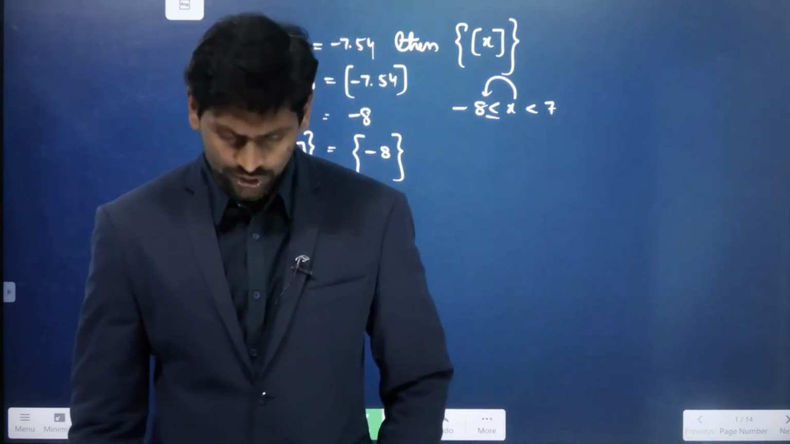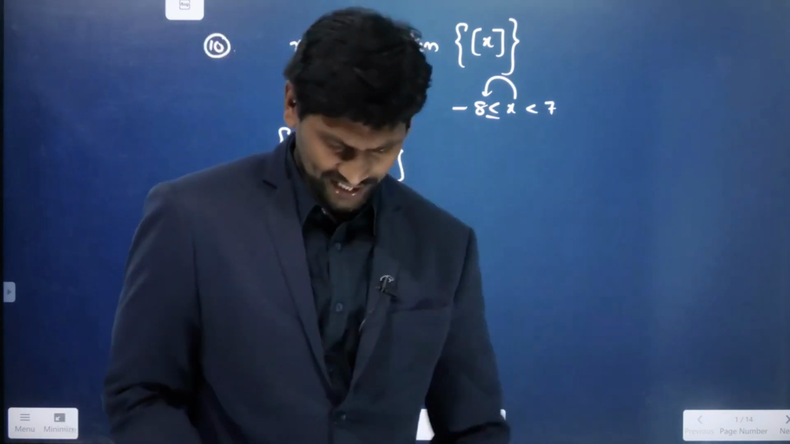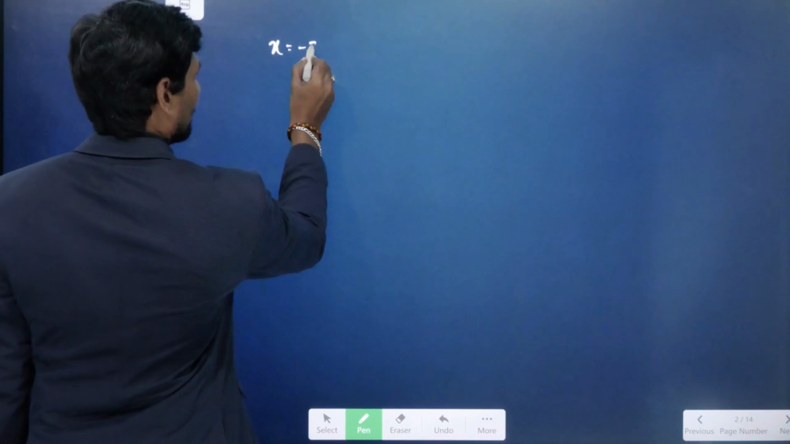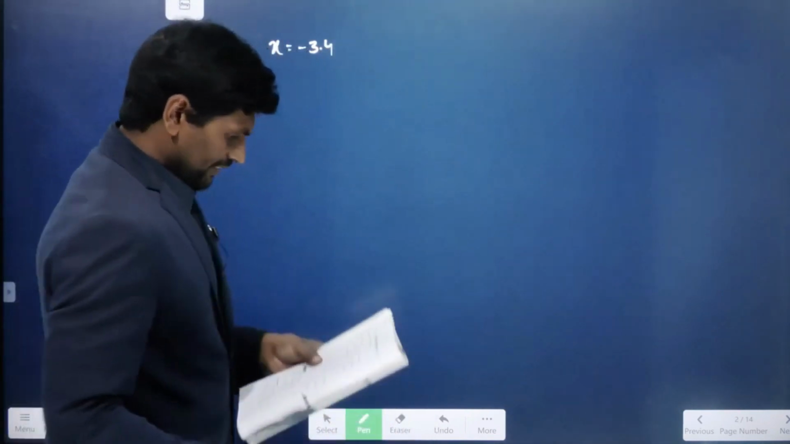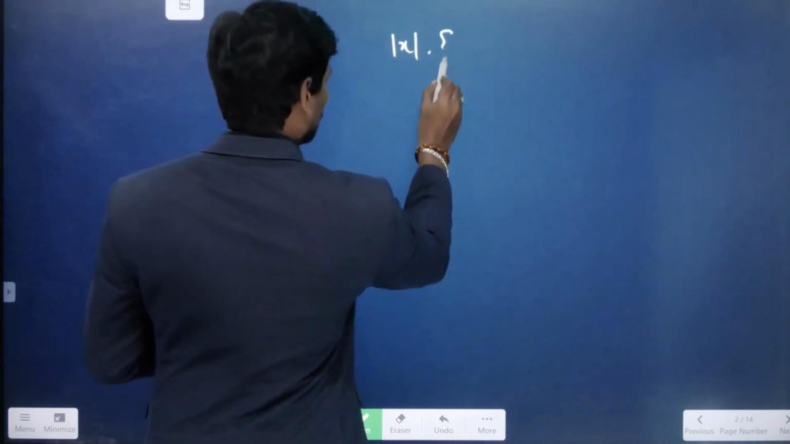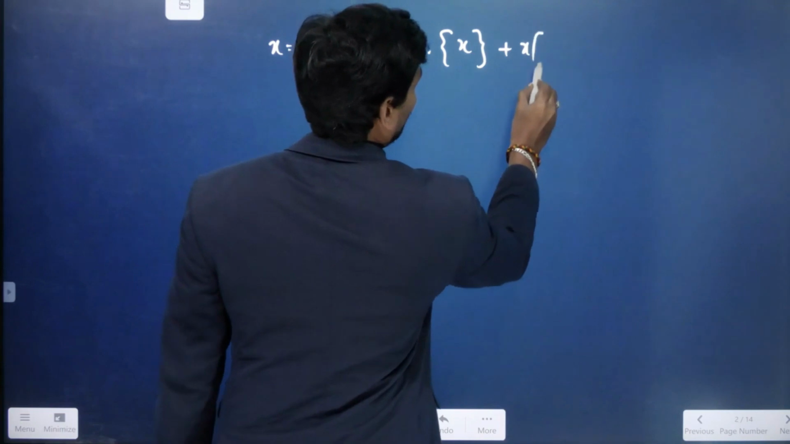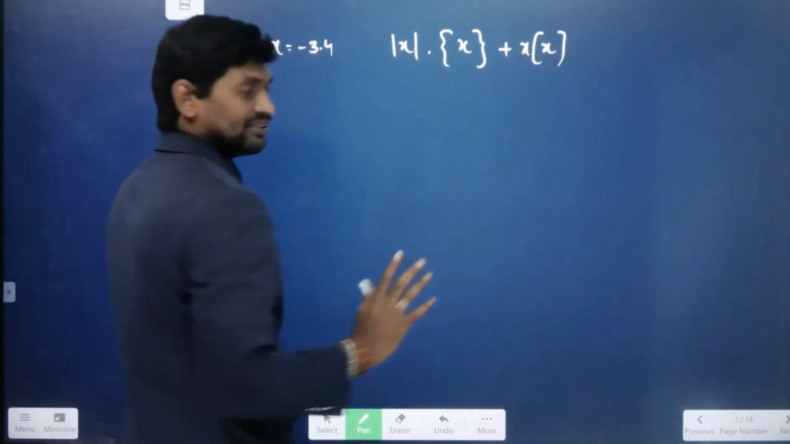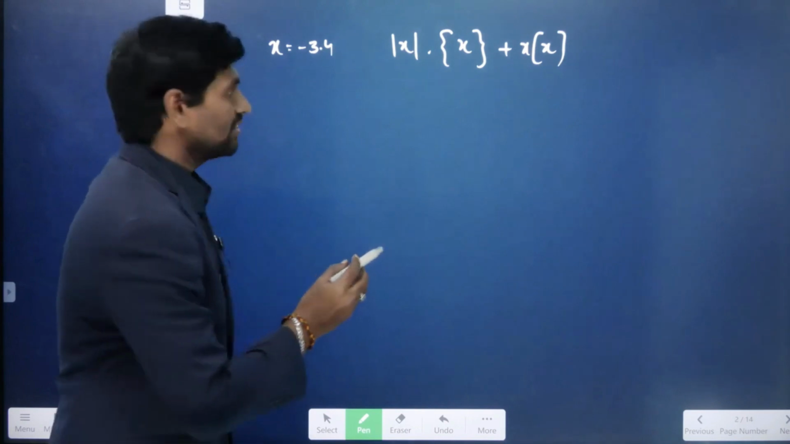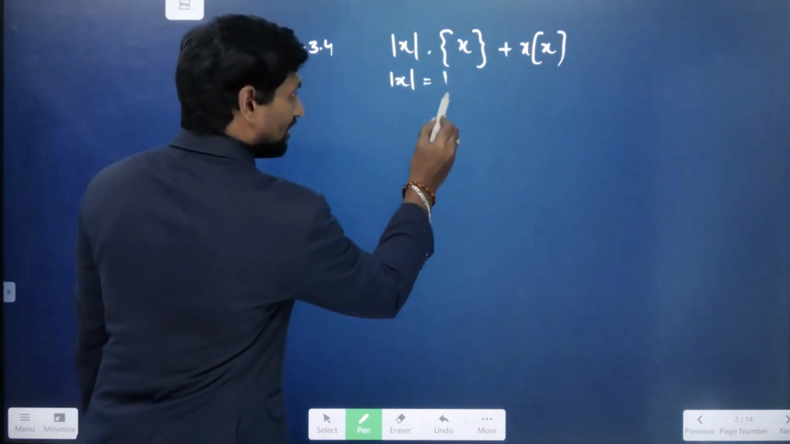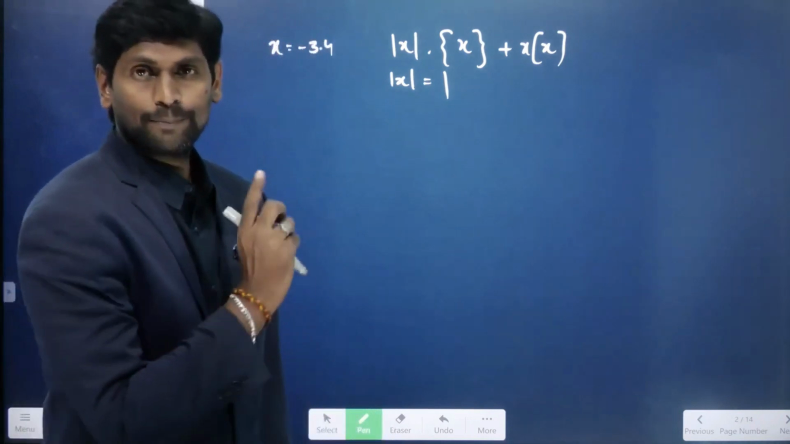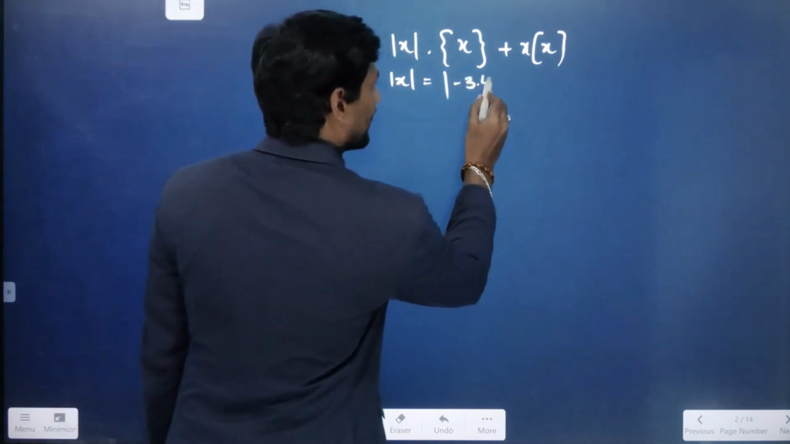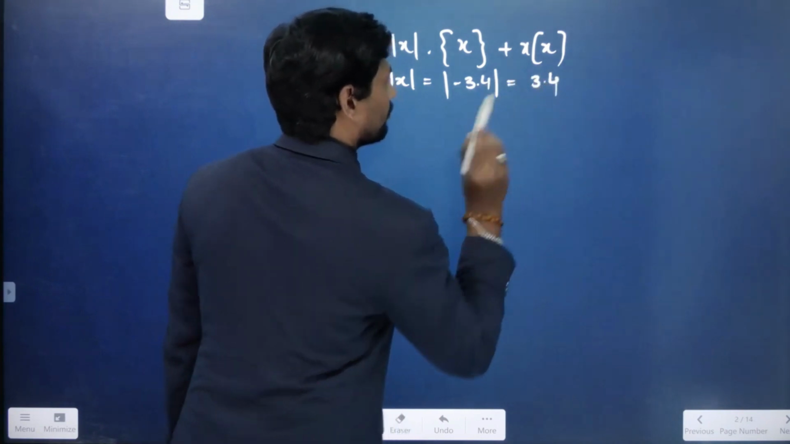Next. If x equals minus 3.4, we need to find the absolute value of x into the fractional part of x plus x into the greatest integer of x. Now let us identify the absolute value, the greatest integer value, then lastly the fractional part of x. What is absolute value? Whenever the x value is a positive or negative integer, it always gives its positive. So the modulus of minus 3.4 becomes 3.4.